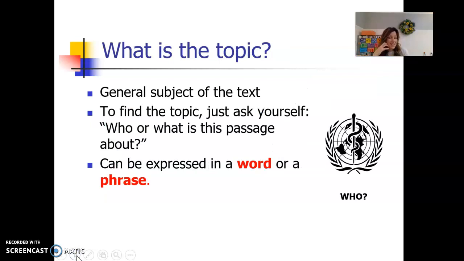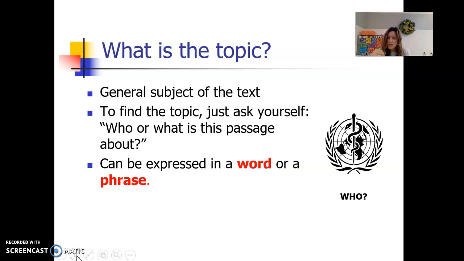So what is the topic then? And we just discussed this when we talked about theme with our poetry. Topic is the general subject of the text. So to find the topic, ask yourself, who or what is this passage about? That's exactly what we did with our poetry, okay, when we decided on the topic.